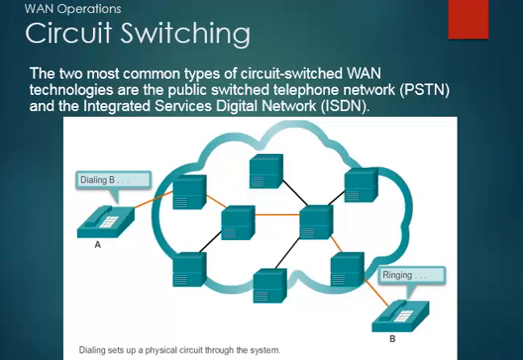The two most common types of circuit switched WAN technologies are public switched telephone networks and the integrated services digital network.